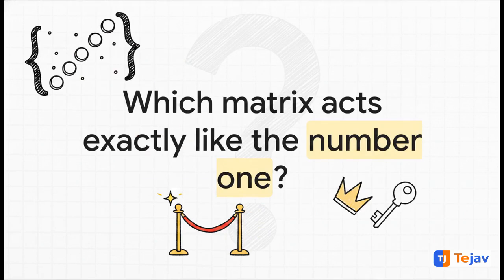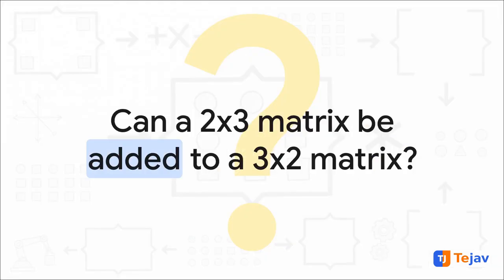Next question. Which matrix acts exactly like the number 1 in multiplication? Remember the VIP room we visited? What was it called? That's right, the identity matrix. The diagonal filled entirely with 1s. Question 3, and heads up, this is a tricky one. Can a 2x3 matrix be added to a 3x2 matrix? Think about the Lego boards. Do they match perfectly? The answer is no way. Addition requires the orders to be perfectly identical, and a 2x3 definitely does not fit exactly over a 3x2.